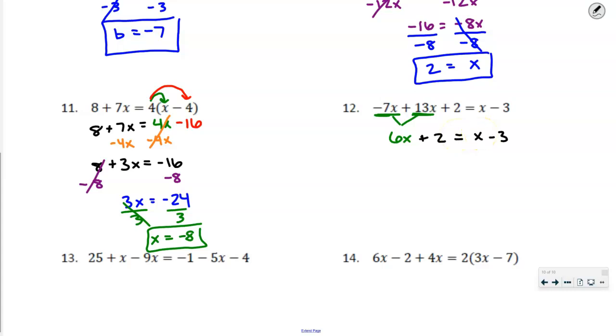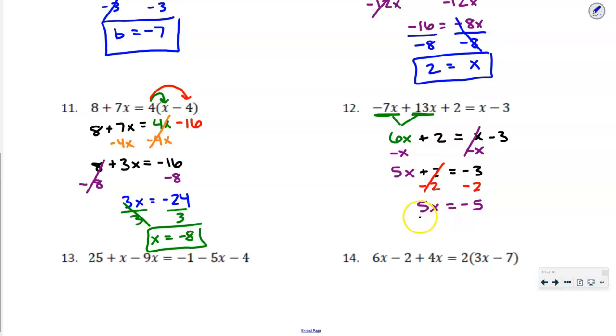Now that each side is simplified, I'm going to collect the x's to one side by removing this x tile and doing the same thing to the other side. 6x minus x is equal to 5x plus my 2 unit tiles, which is equal to negative 3. I will undo adding 2 by subtracting 2, balancing and doing the same thing to the other side. And that leaves me with 5x is equal to, again, watch your negatives here, negative 3 minus 2 is equal to negative 5. One solving step left.